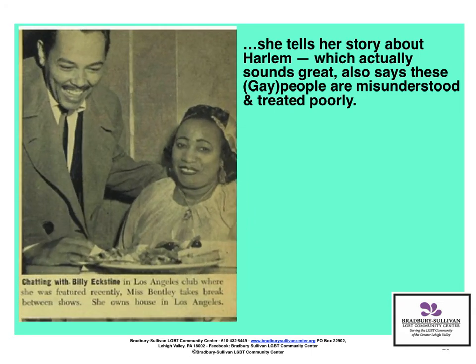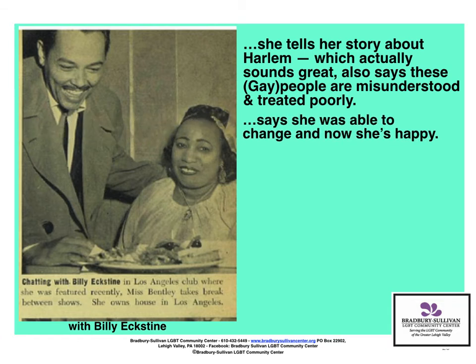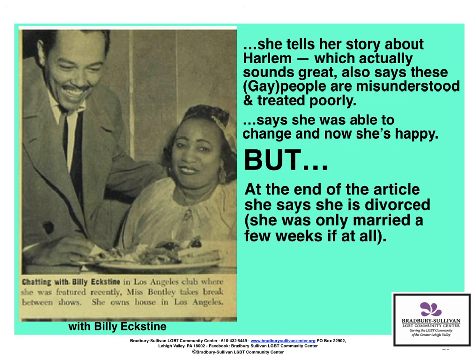Here she is again with a picture of another man, but this guy is Billy Eckstine, who is also a jazz performer and absolutely not this guy that she's supposed to have married. But she was able to change and now she's happy. But the thing is that at the end of the article, she says that whomever this nebulous guy is that she married, she's already divorced him, and it's only been a few weeks since she got married to him.